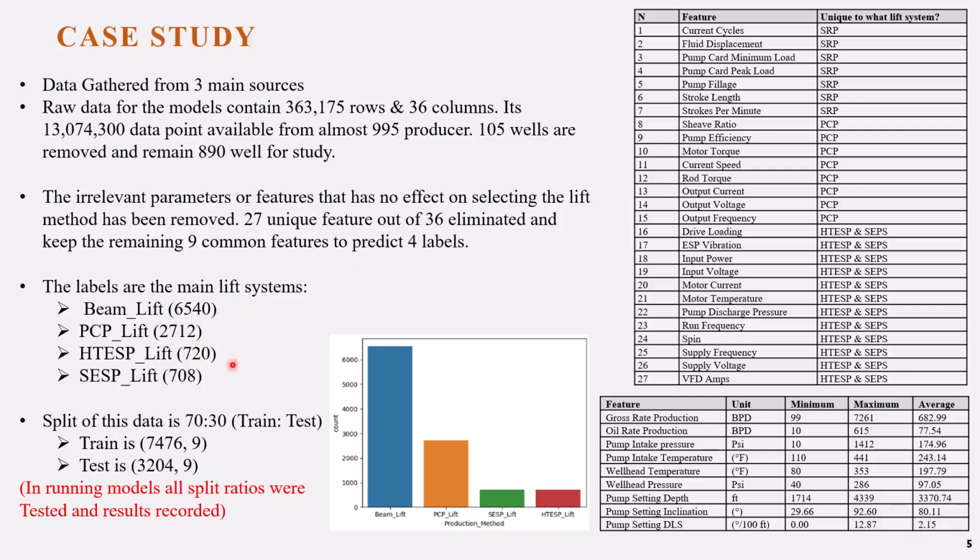And this is the distribution of the labels. We split our data into a 70-30 train-test ratio, and this is the common ratio used. Those are the 9 features with their minimum, maximum and average numbers.